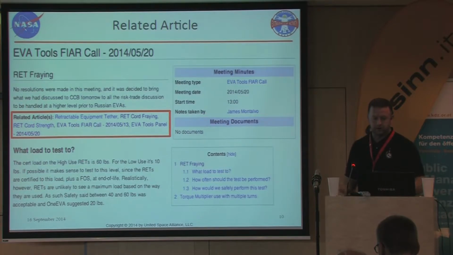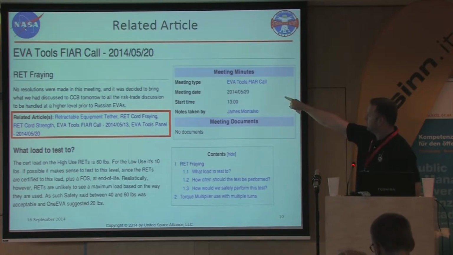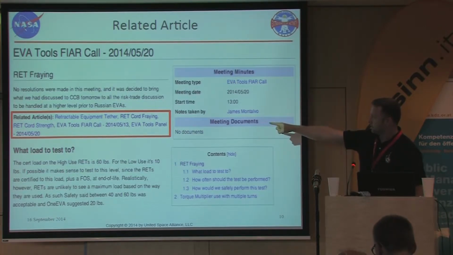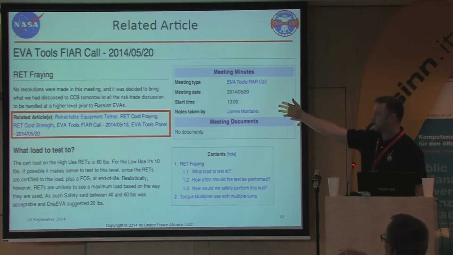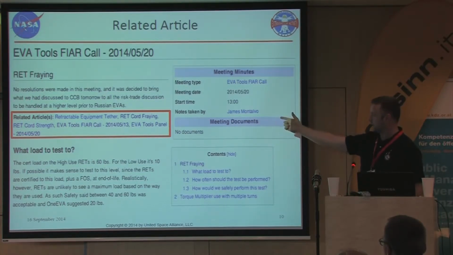So here's an example, again talking about RETs, retractable equipment tethers, one of many pieces of hardware that we use. This meeting minutes was an EVA Tools fire call. It's some meeting that James went to, and they discussed retractable equipment tether and some other topics. They discussed RET fraying. That was actually the topic title, but James tagged it as relevant to the retractable equipment tether.